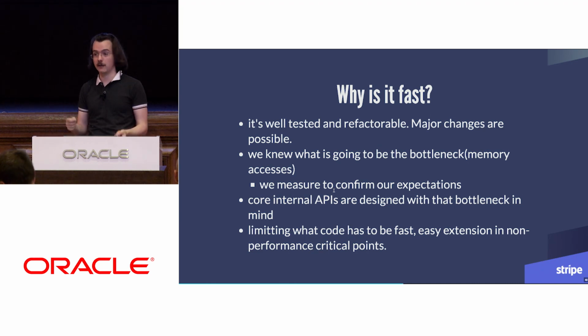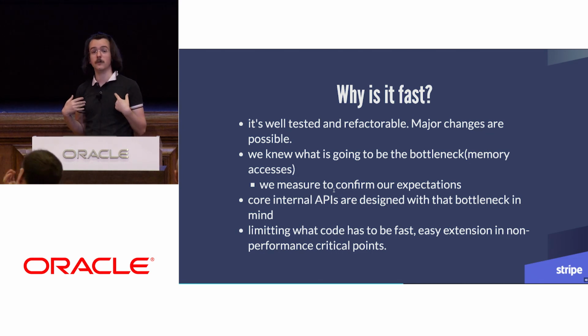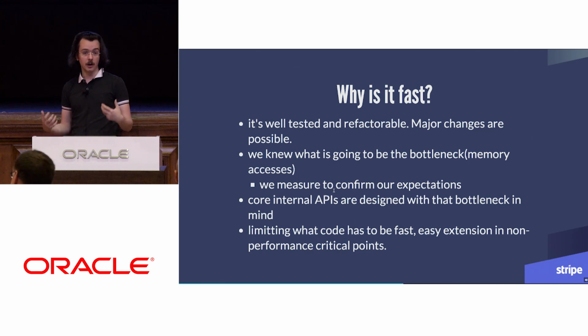In order to make it fast, we effectively had to make a bet. This bet has proven to be true from our experience, but just heads up, it may not be true in your codebase. In our experience for type checkers, the bottleneck is memory locality.